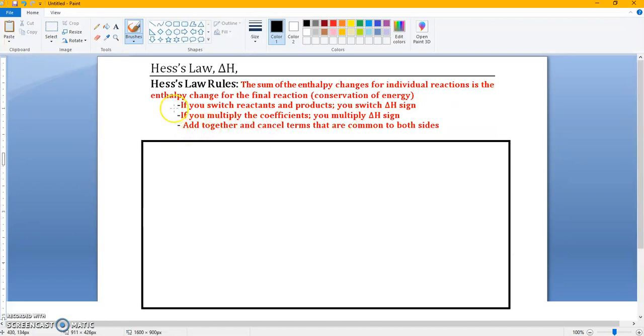So here are my 3 rules. If you switch the reactants and products, you need to switch the sign. If you multiply the coefficients, you need to multiply the delta H. And if you add together and cancel the terms that are common on both sides, you will find the delta H of the new reaction. So right now, just copy those down, and then we are going to use them. So pause the video, copy those down, and then we'll go on to our example.